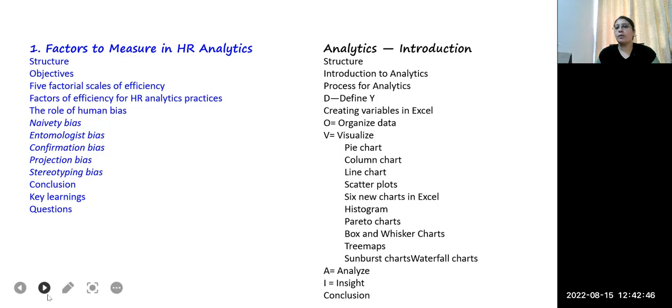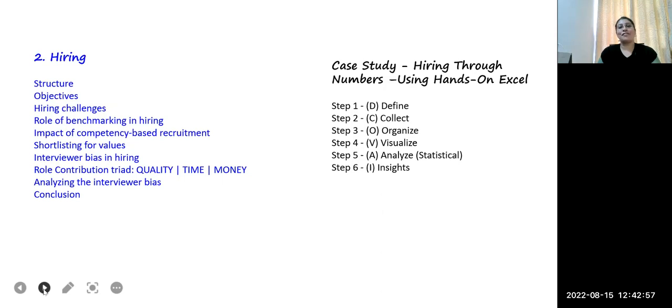And in the analytics part, we look at the introduction to analytics and the process for analytics, which is Decova and I. The second chapter deals with hiring, which is definitely one of the trickiest areas in which human resources and people management operates. It's also a huge cost center. Hence, in the theory, we cover hiring challenges, the role of benchmarking in hiring, impact of competency-based recruitment, shortlisting for values, interviewer bias in hiring, the role contribution, quality, time, and money, analyzing the interviewer's bias. All this information is available in the book, as I mentioned.